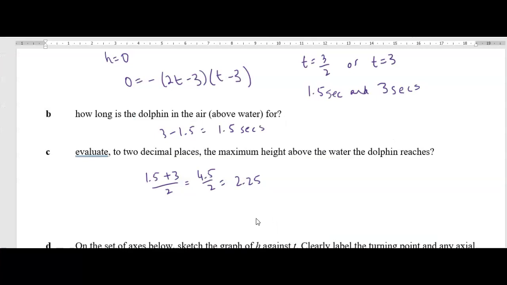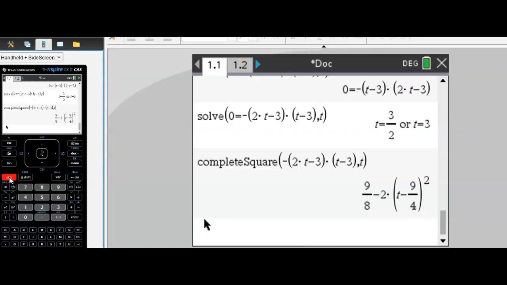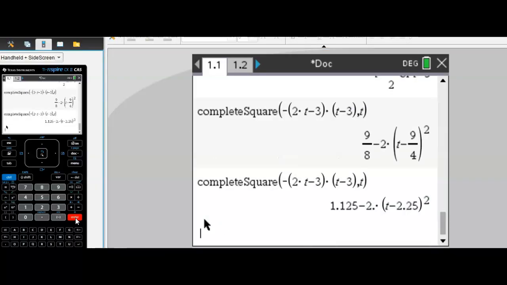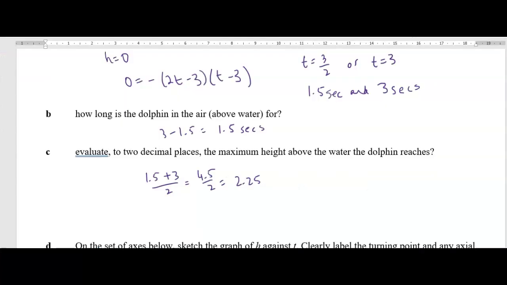Now it does say two decimal places, so let's just go to Control Enter. So 2.25 and 1.125. So the maximum height. I don't know why it said to 2 decimal places, because 1.125 is only 3 decimal places, so let's do 1.13 meters.